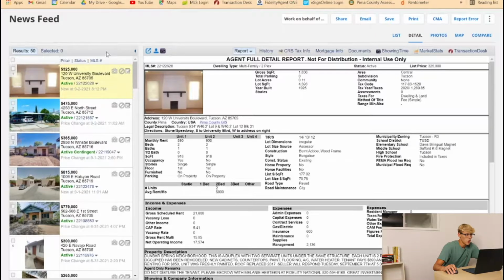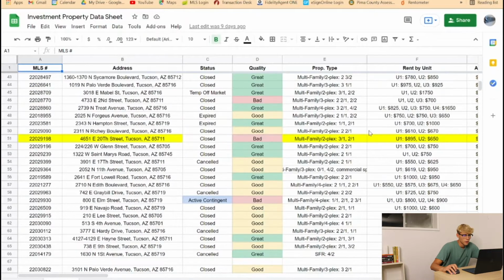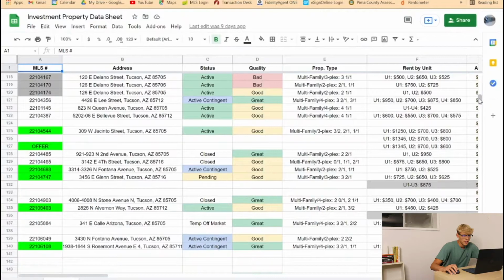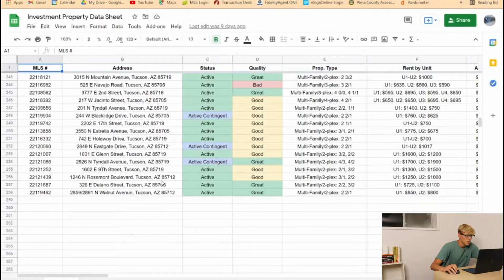So we're going to go literally with the first property that comes up. This is 120 West University Boulevard. It's in 85705, which is a pretty decent zip code. One of the first things that we are going to do is come to my spreadsheet here. Now there's a lot going on, however I don't want you to focus on that. That's not the point. These are a bunch of properties I've done before.